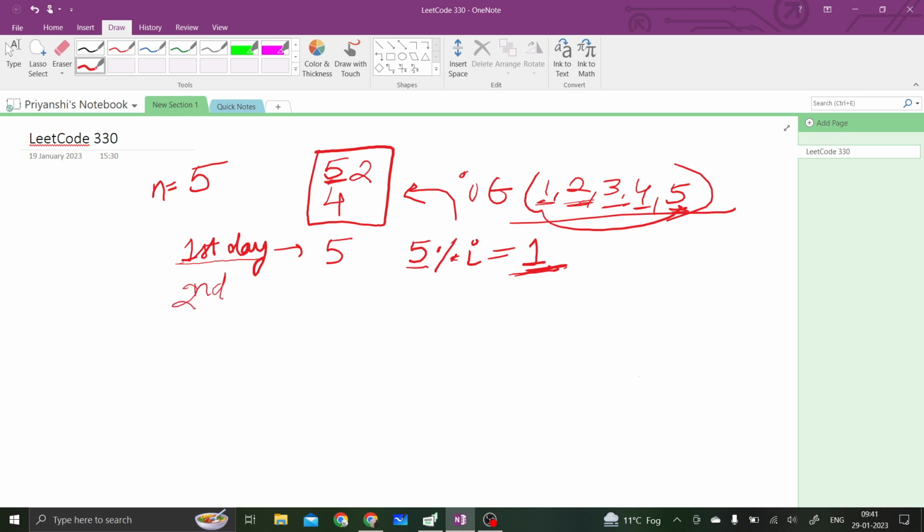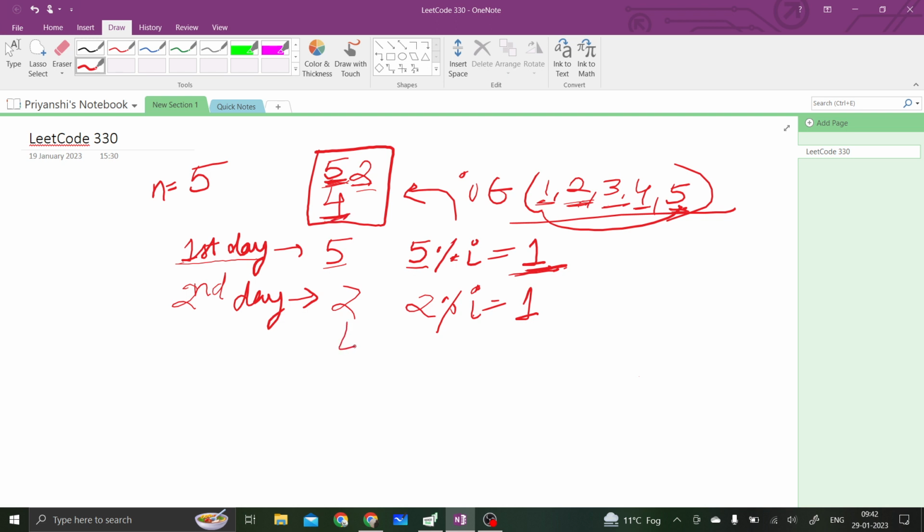Now on the second day we have 5, 2 and 4. Although we have to check for all the numbers, 5 we have already done, so we'll be left with 2 and 4. Let's select 2 and check for 2. The remainder should be 1, and we have to place all those numbers on the board. So for 2, if you divide 2 by i, if you take 1 here, it will produce 0. If you take 2, 3, 4, 5, we will not get 1 as the remainder. So we'll not be placing anything now.